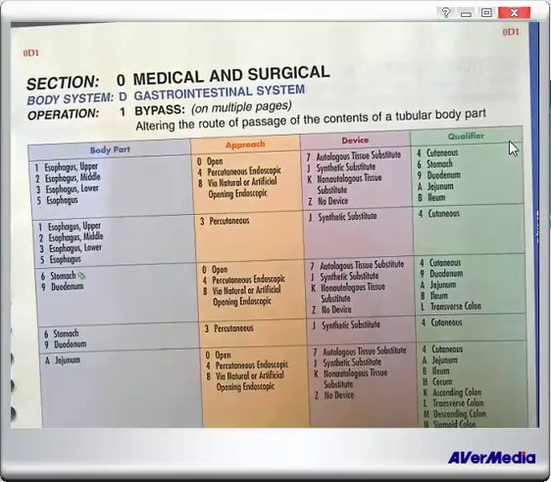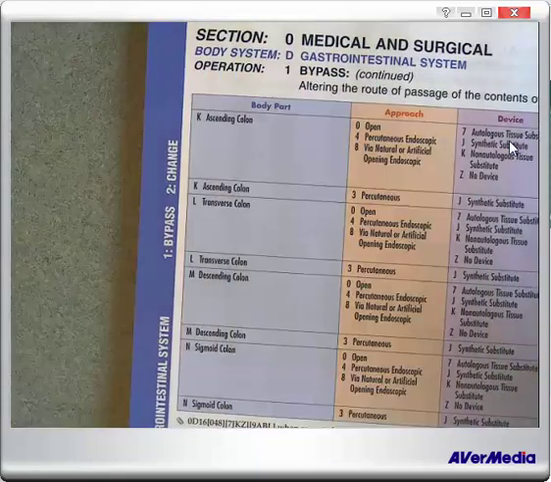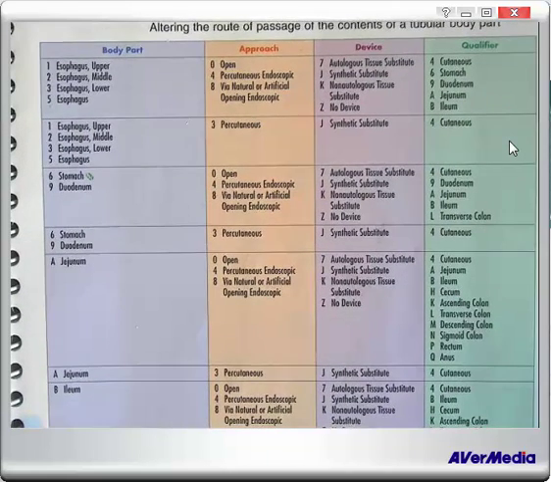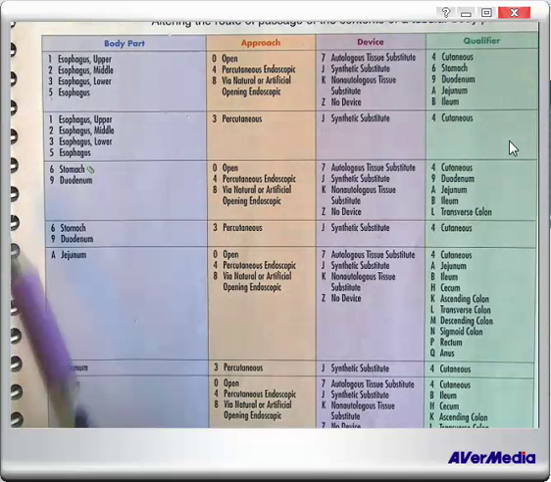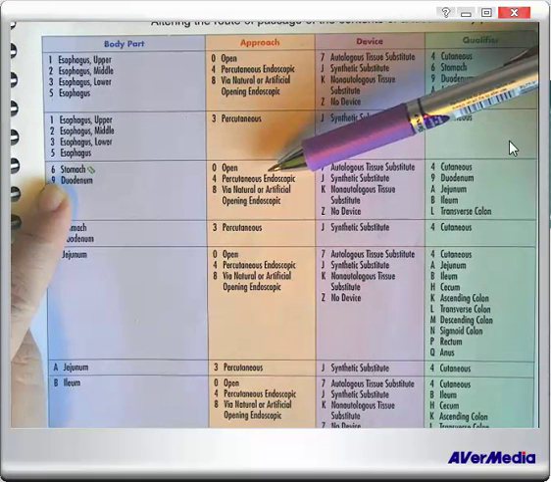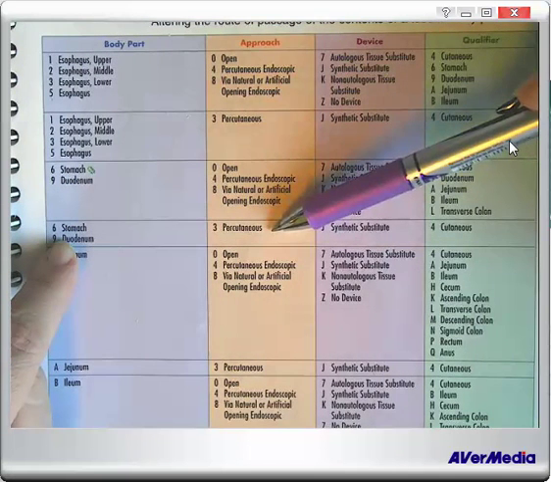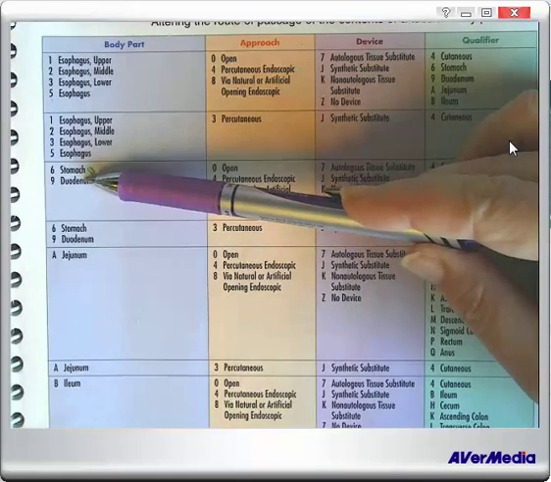Now, the one thing I want you to notice, this is a multiple pager, so you've got to make sure that you look on both pages. Now, on the second page, there's nothing here that says anything about stomach for the body parts. So we're going to be staying on the first page. All right. So what do we have here? Well, we actually have two rows that have stomach, right? We have this first row that says stomach, open, no device, and then it gives us a choice here. We also have stomach percutaneous, so we know right off the bat we can't use that one. So let's look at this one. Stomach, which is 6, so that does give us what we want here.